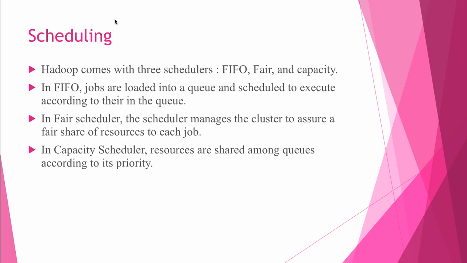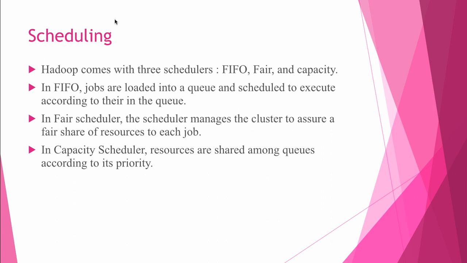Jobs are put into allocated pools, which receive a guaranteed minimum number of map and reduce slots. Using preemption, the scheduler manages the cluster to assure a fair share of resources to each job. The third scheduler, named Capacity Scheduler, was developed by Yahoo to guarantee a fair allocation of computational resources to a large number of cluster users.